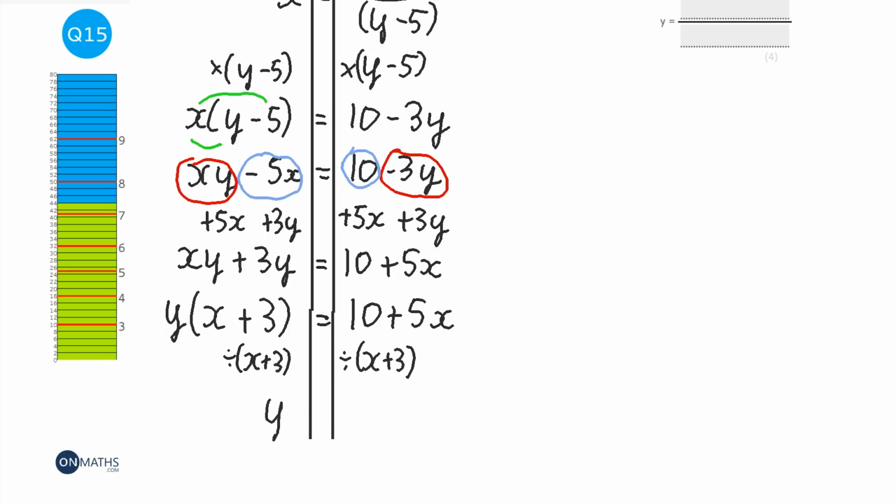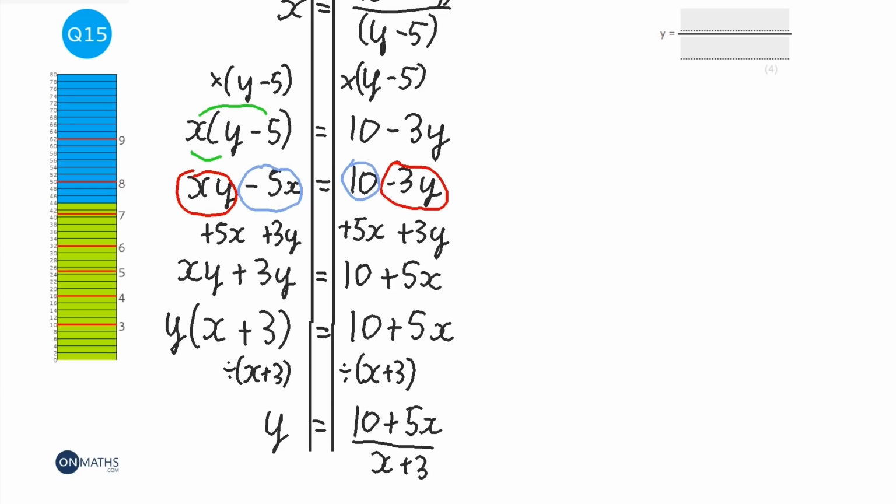So we get y equals 10 plus 5x over x plus 3. So let's put that into our answer box. Now it can be either way around here, it could be 5x plus 10, that's absolutely fine, still the right answer, over x plus 3.